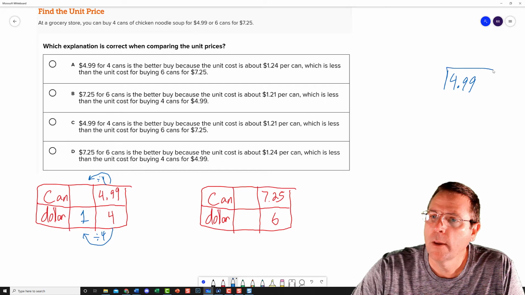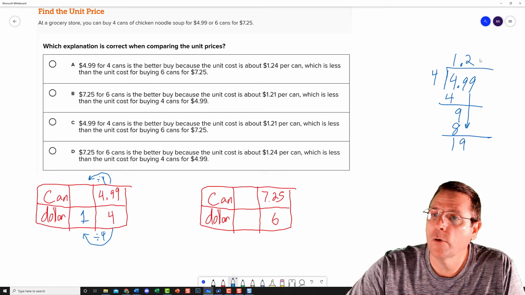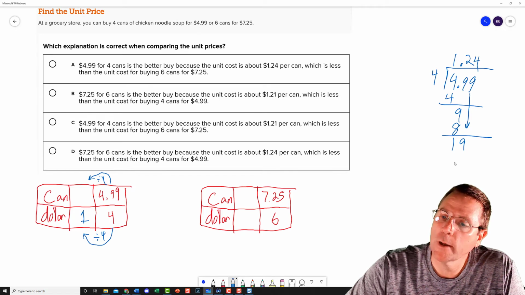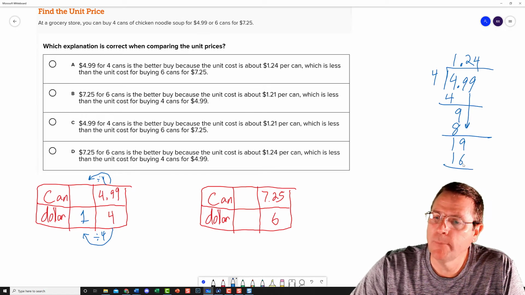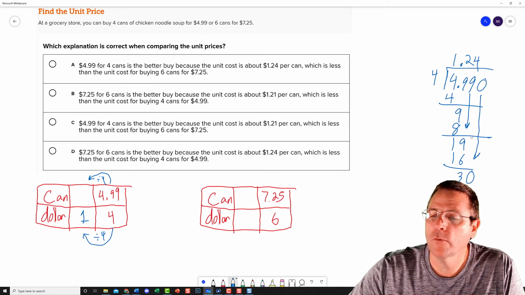4.99 divided by 4. 4 goes into 4 once. Your decimal goes up. That's 4 times 1 is 4 with nothing left over. Bring down your 9. 4 goes into 9 2 times, which is 8. That's going to be 1 left over. Bring down your other 9. 4 goes into 19. That's going to be 4 times, which is going to be 16. 3 left over. And there we're going to annex in a 0 and bring it down. 4 is going to go into 30.